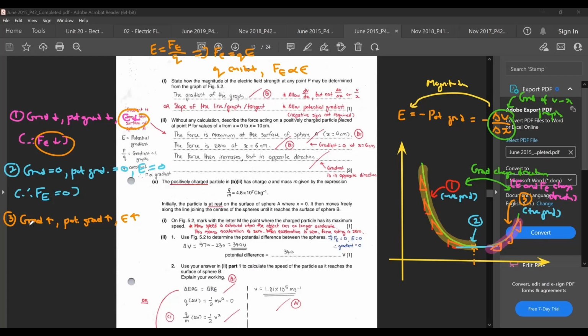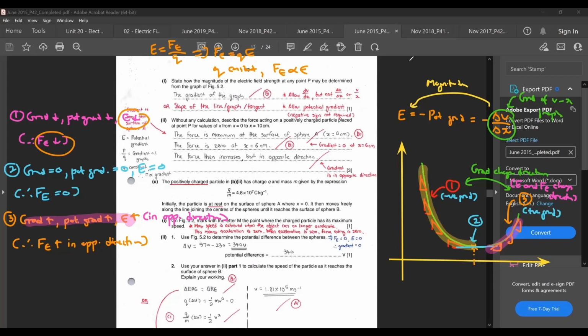Okay, you can see from here already, your gradient is positive and is increasing. So if you look at point 3, I can say that gradient is increasing, potential gradient is increasing, E is increasing, but in the opposite direction. So what I could then say is this. Therefore, FE increases in the opposite direction. Okay. So these are 3 points here.